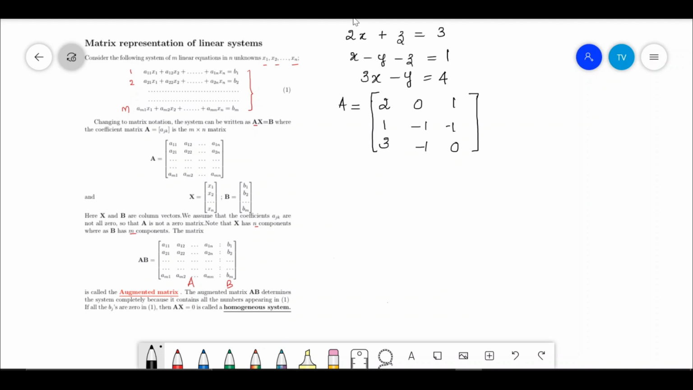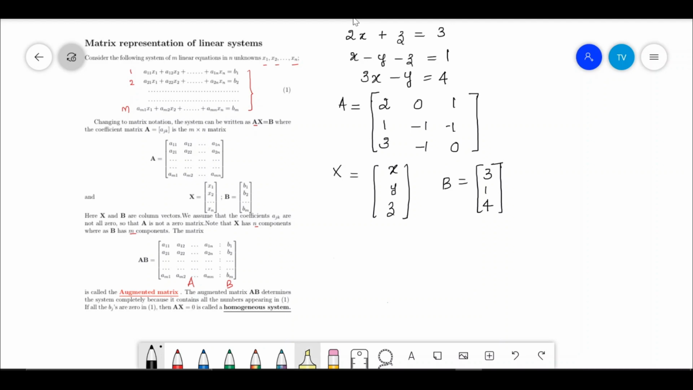Now the matrix capital X is obtained by using the variables x, y, z. This is a column vector with the variables as elements. Then we have capital B as a vector composed of the right hand side elements 3, 1, 4, and so we have the matrix B. So we have the coefficient matrix A and the 2 column vectors capital X and capital B.